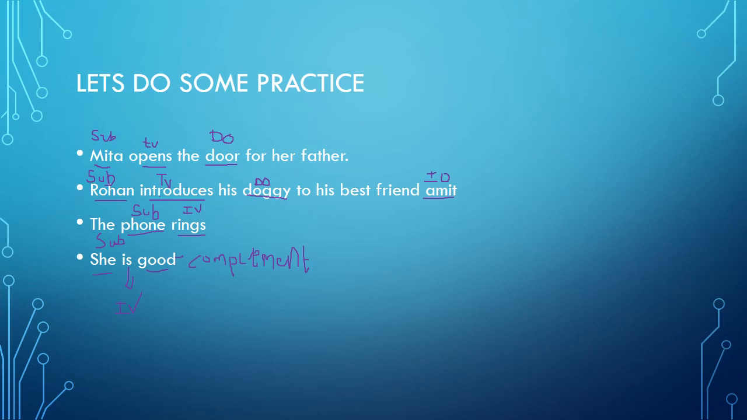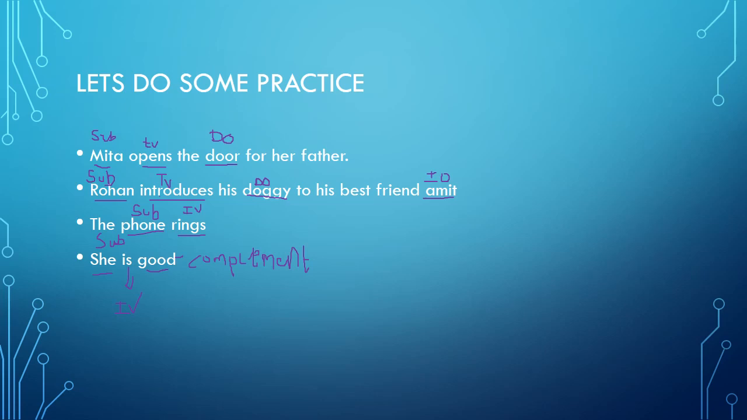Now, opens. Opens is here a transitive verb. So I will write TV, which means transitive verb. The door. Your door is an object. So the door is an object over here, a direct object. Why is it a direct object? Let me explain it to you. And DO is for direct object.